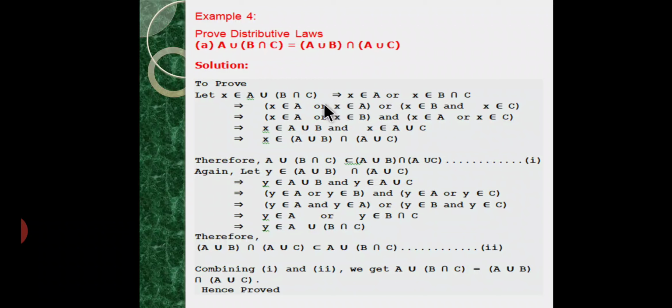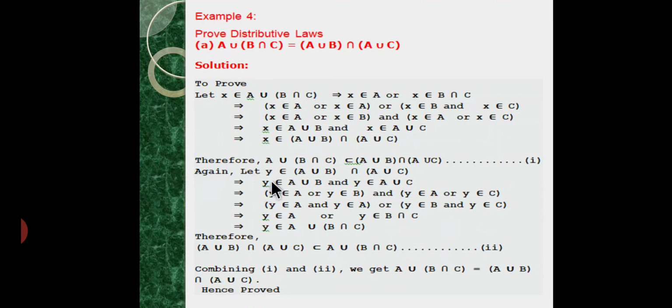So x belongs to A or x belongs to B, and x belongs to A or x belongs to C. So x belongs to A union B and x belongs to A union C. From that, x belongs to (A union B) intersection (A union C). Therefore, A union (B intersection C) is a subset of (A union B) intersection (A union C). Let it be equation 1.